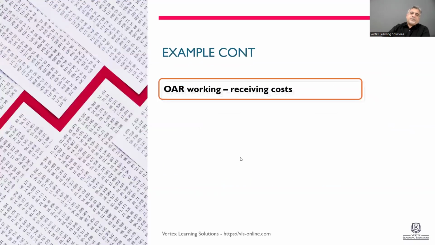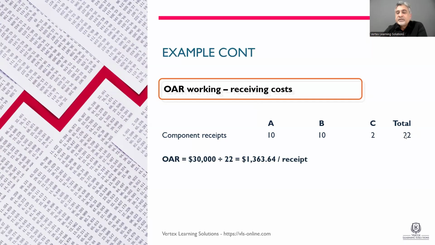Then you go to the third part. What is the third one? The third one was receiving goods. I think that was $30,000. You spent $30,000? I think so. Let's see it. You need to find out how many times did you receive goods. Component receipts were 10, 10, and 2. So total 22 receipts. $30,000 divided by 22 receipts is 1363 per receipt.